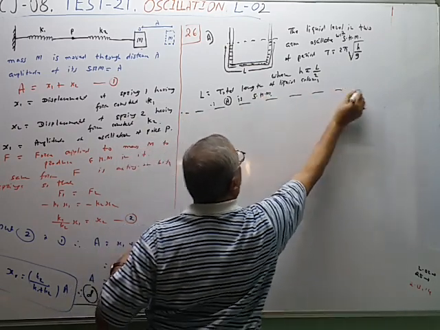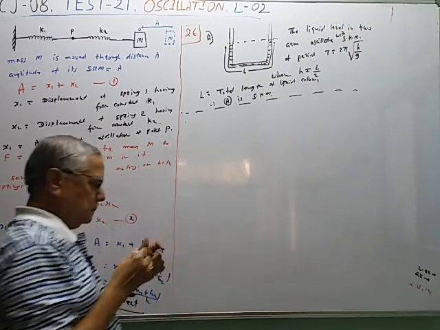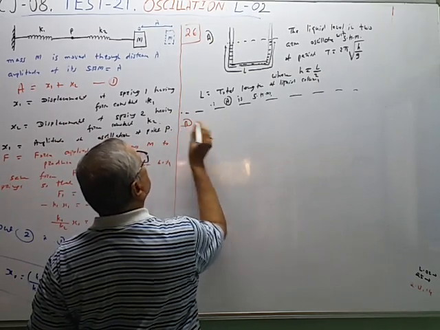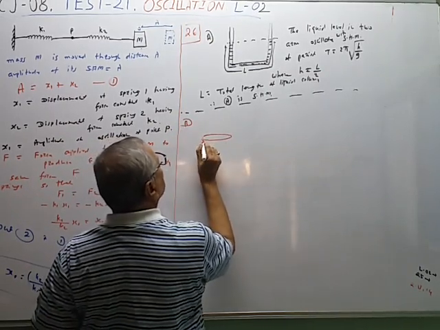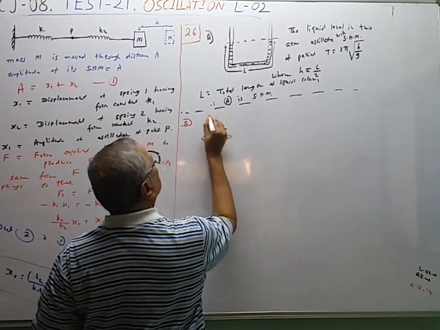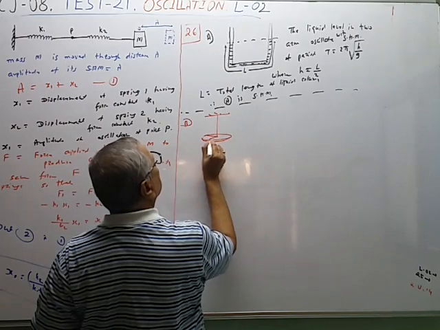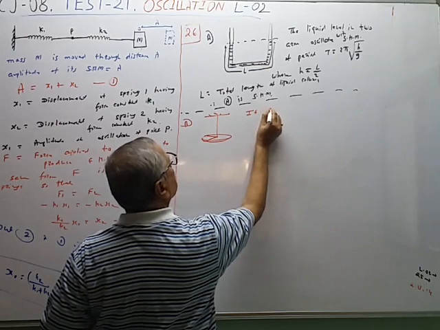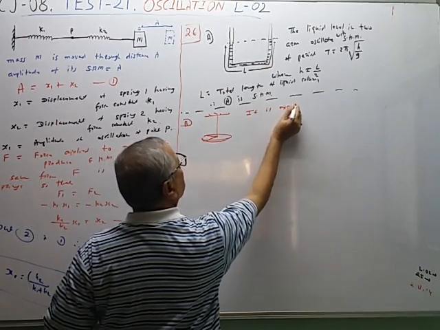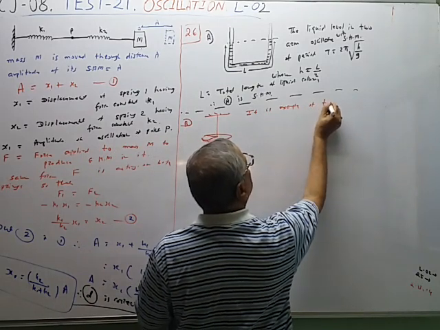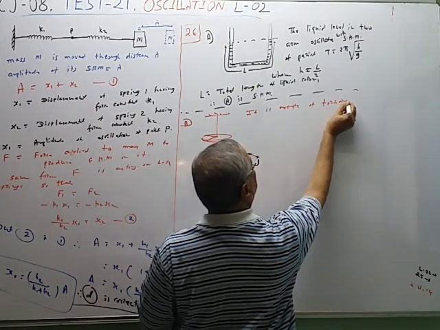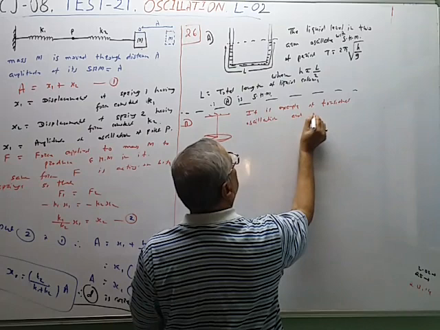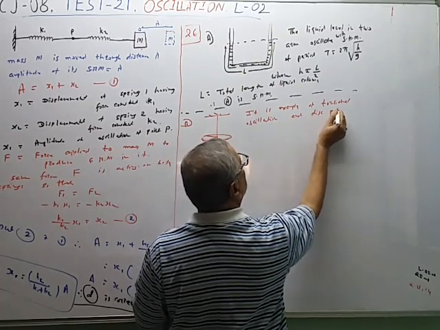oscillation. B, like this. So it is the example of torsional oscillation.